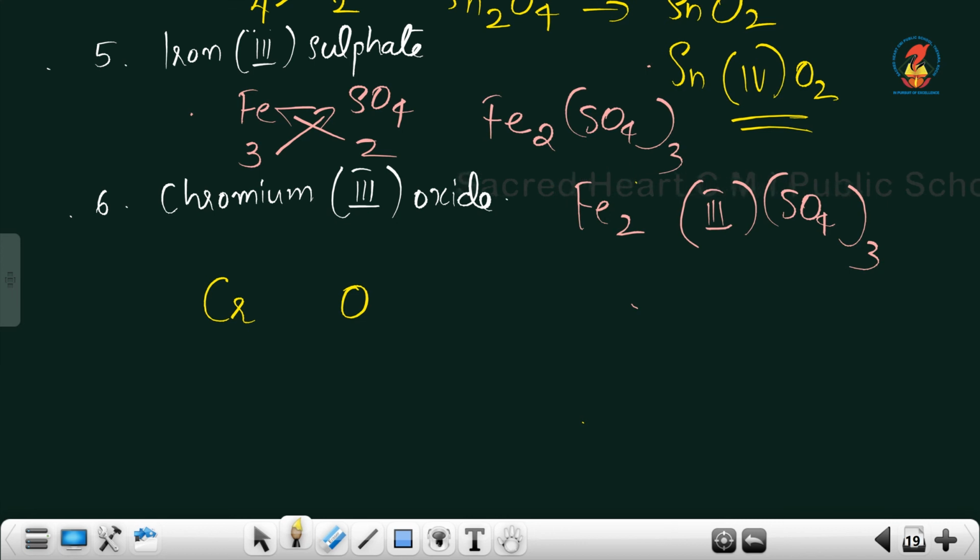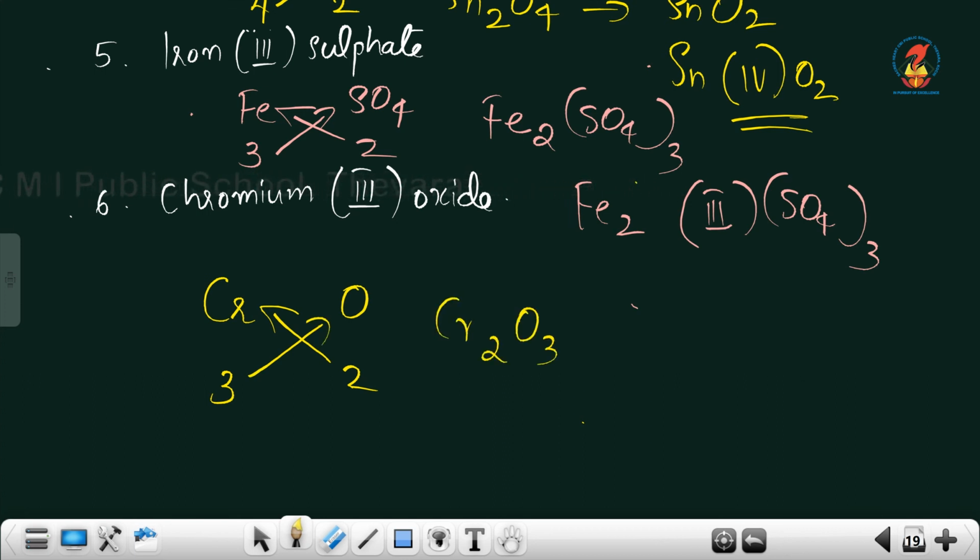chromium and oxygen. Chromium oxidation state is given, that is plus 3, so the valency is 3. Oxygen, we know it is minus 2, so the valency will be 2. On transposing, we are getting, so the stock notation will be Cr2(III)O3.